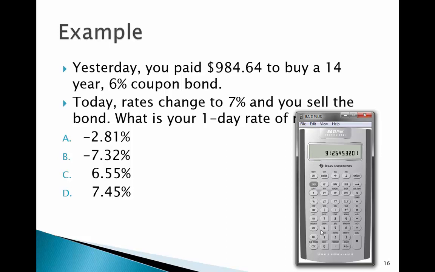Actually, probably could have just left it there, because what I need to do, this is the money I end up with. I'm going to divide by the cost of the bond, so divided by 984.64, and subtract 1, and that gives me minus 7.32%. So B is the answer here.